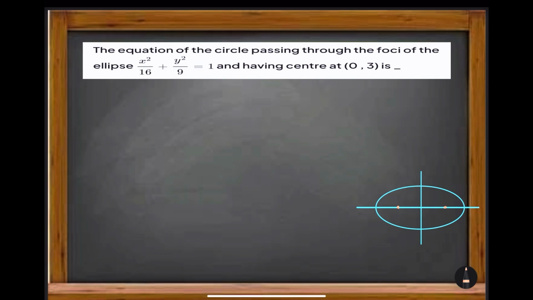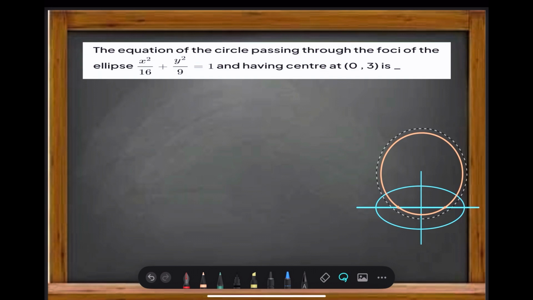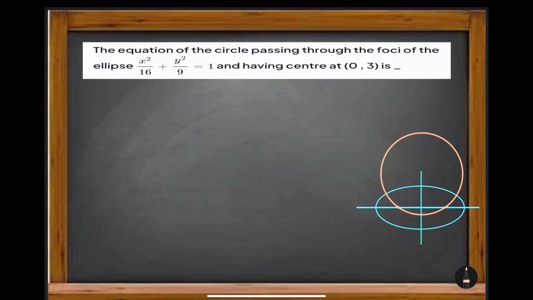So your circle should pass through the foci. Okay, so look at this. Suppose they are talking about this circle having center at 0, 3. Now look at this. You know that to write down the equation of a circle we need the center, which is already given, 0, 3. Now we need the radius.